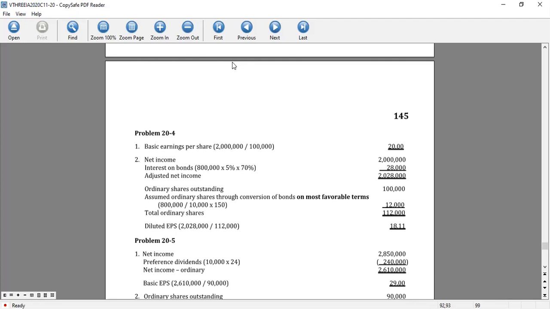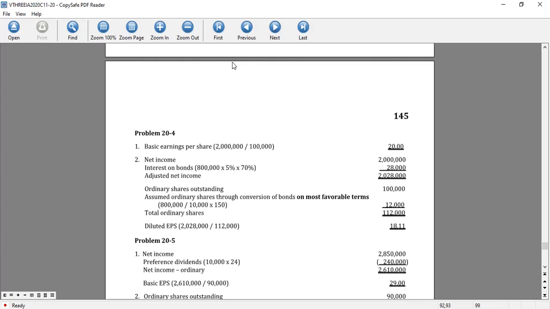So in 20-4, leading to determination of basic earnings. We have 2 million. That's your net profit for the year divided by 100,000. That's the number of ordinary shares outstanding during the year. So we have ordinary shares outstanding of 100,000, and then we have the assumed ordinary shares through conversion of bonds on most favorable terms.